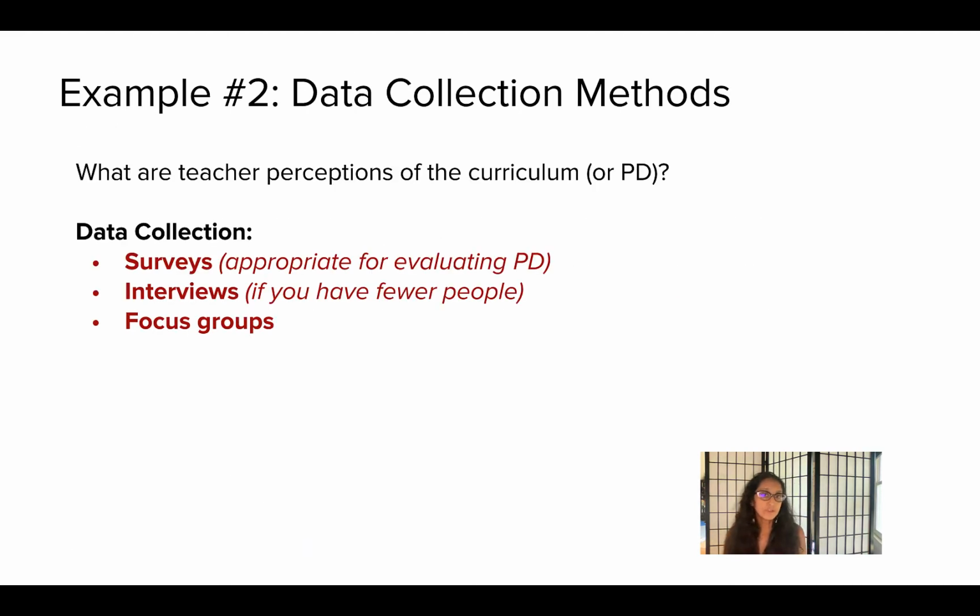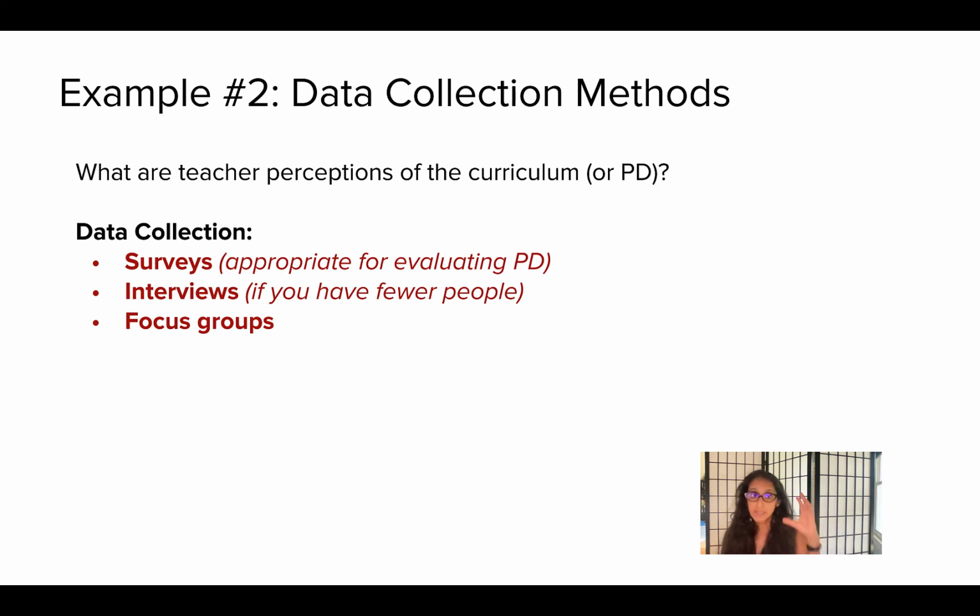If one of your research questions is about teacher perceptions of a curriculum or a PD, you might use something like a survey to collect information. You might do interviews, or you might do focus groups. So that really depends on what you're doing and the purpose of your study. Surveys are appropriate if you have many people. So very often, like if you're doing a PD and there's 10 or 20 people, a survey is a good way to get information from that many people.